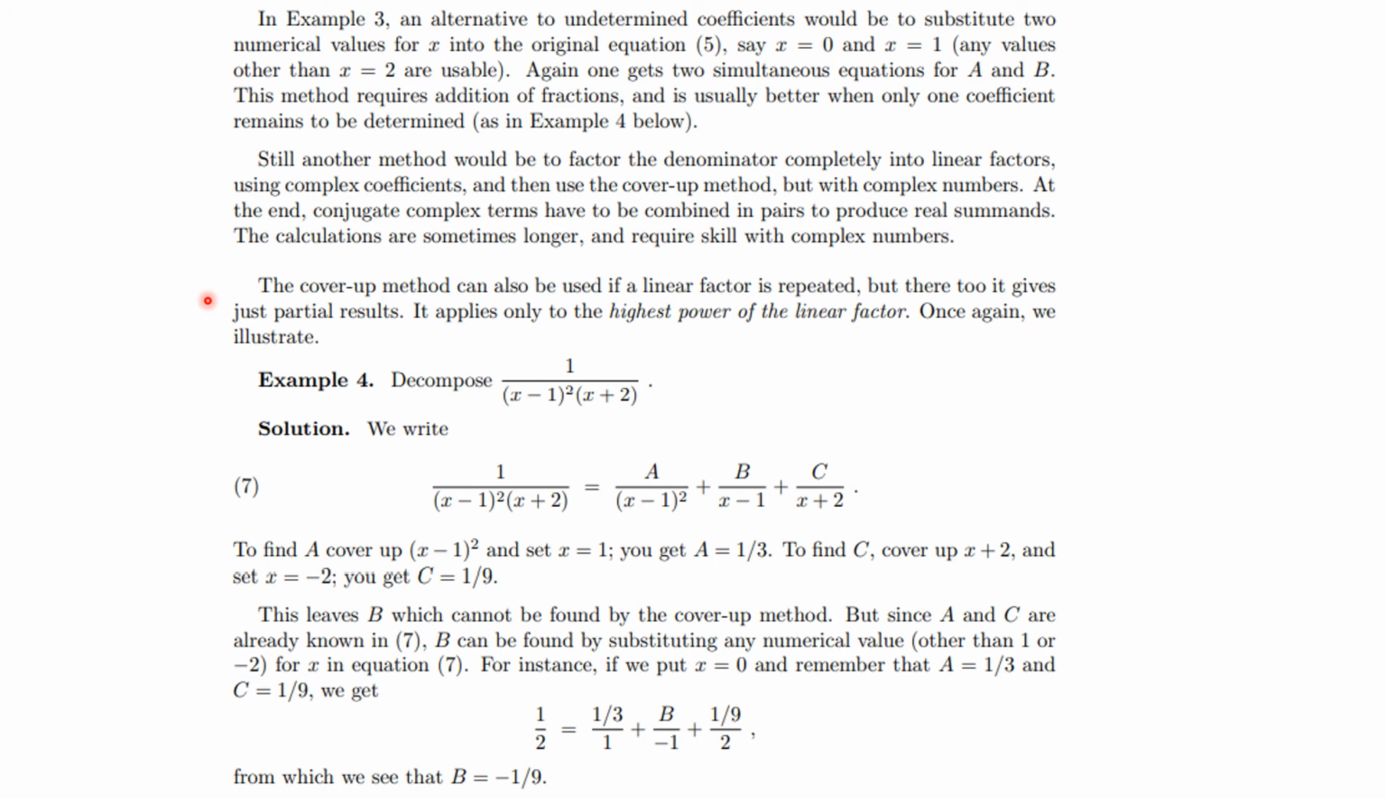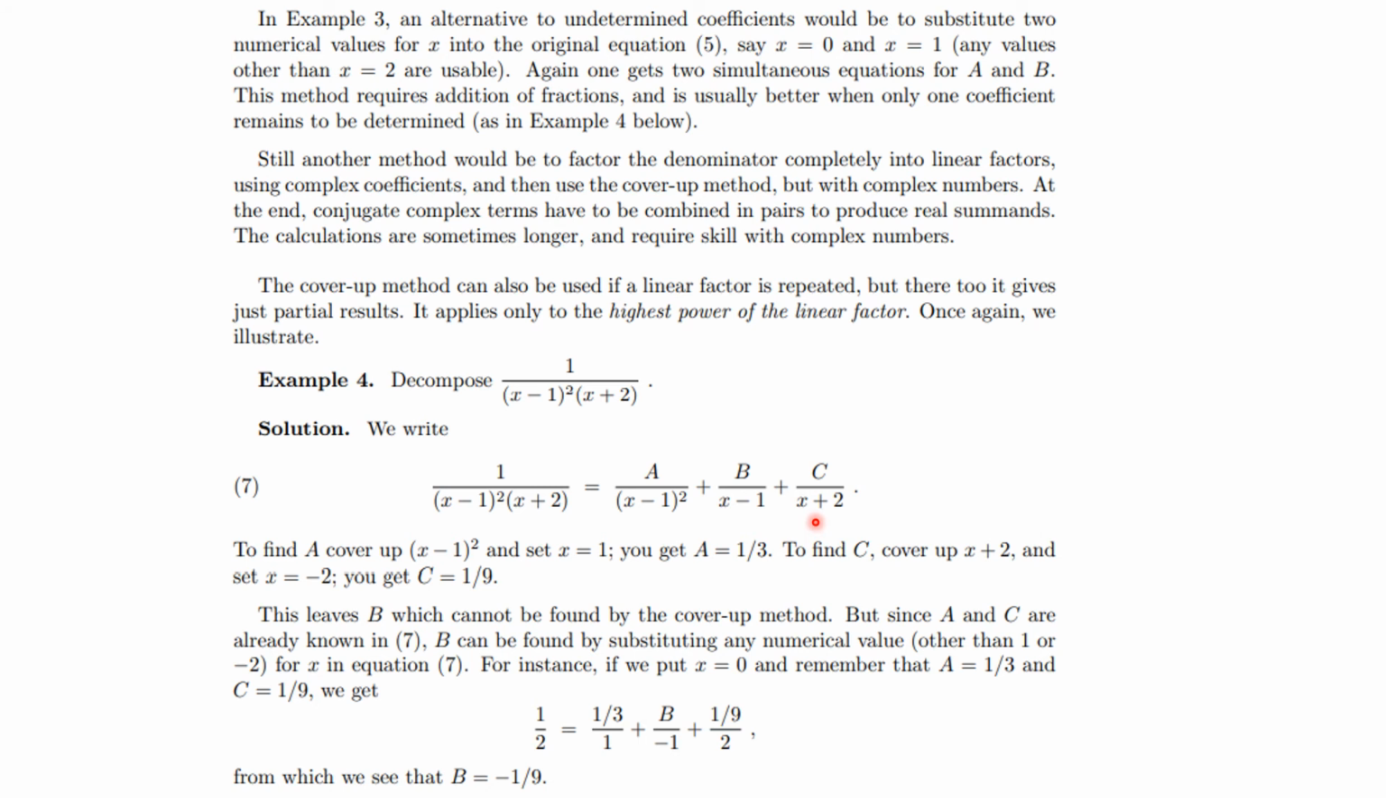The cover-up method can also be used if a linear factor is repeated, but here too it gives just partial results. It applies only to the highest power of the linear factor. Once again, we'll illustrate with an example. Here we're going to decompose 1 over (x minus 1) squared times (x plus 2). From our partial fractions theory we can write this as A over (x minus 1) squared plus B over (x minus 1) plus C over (x minus 2).